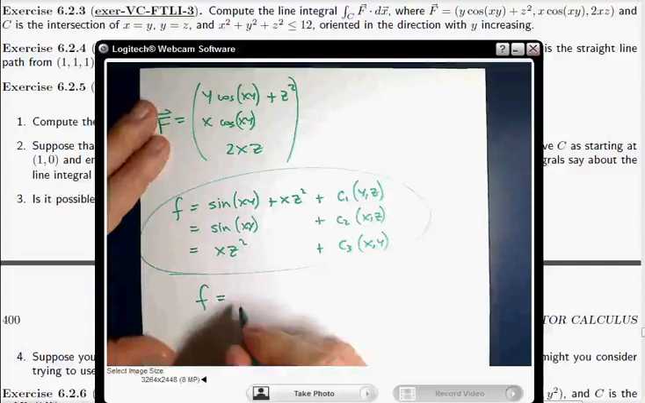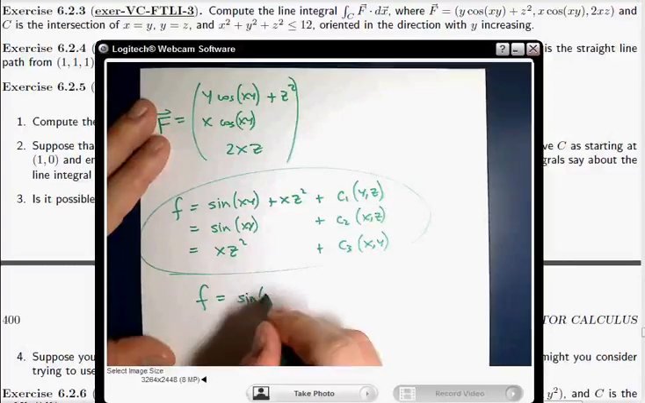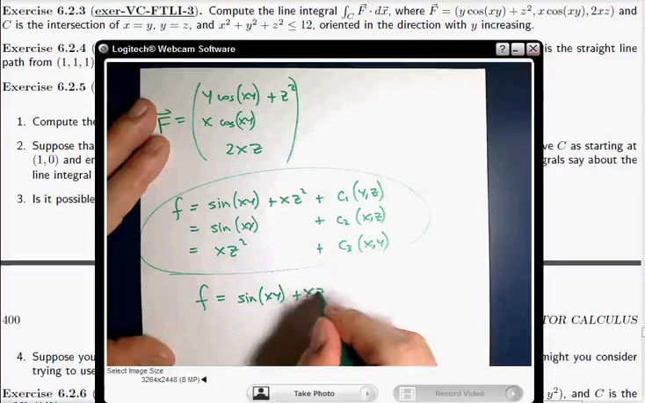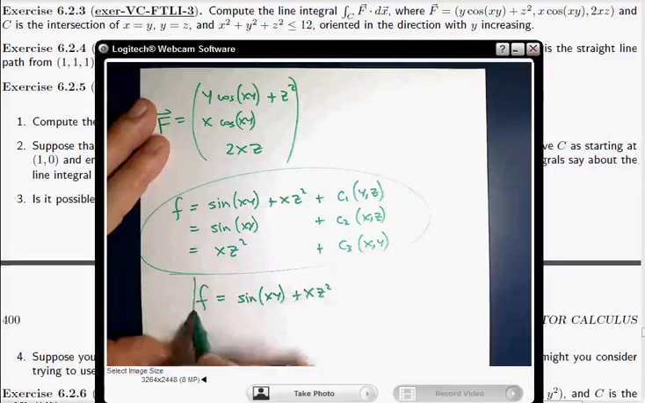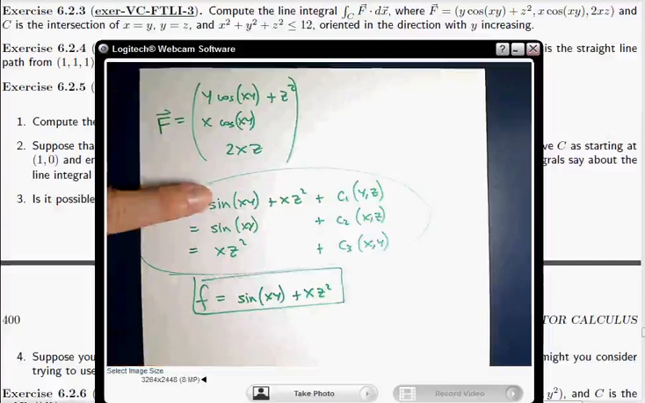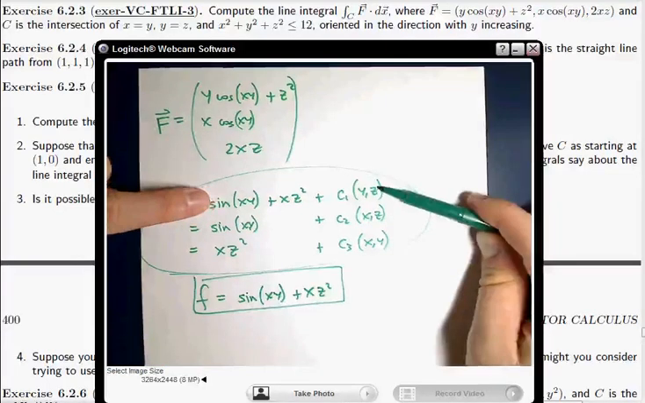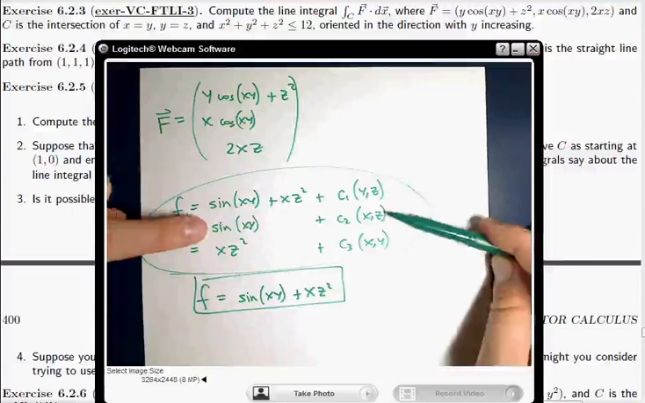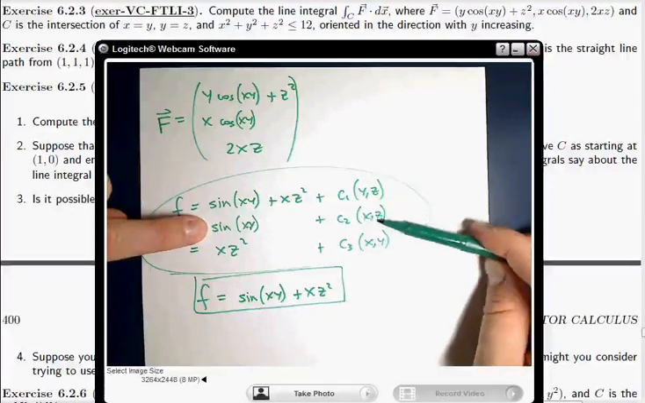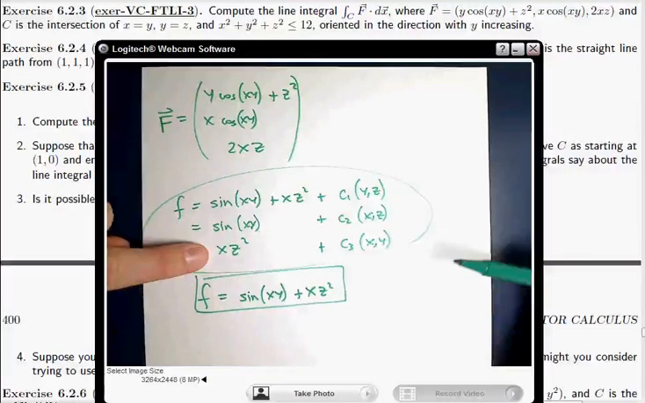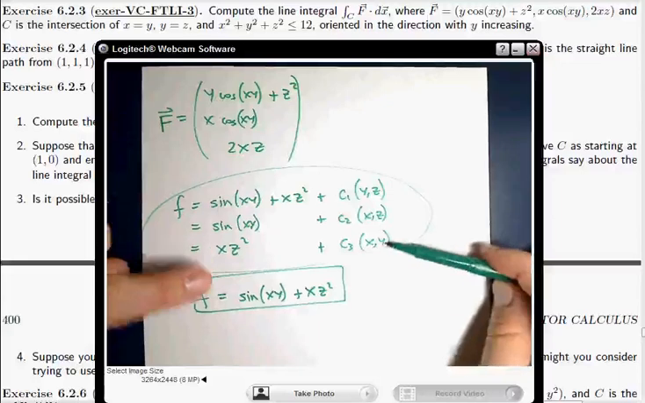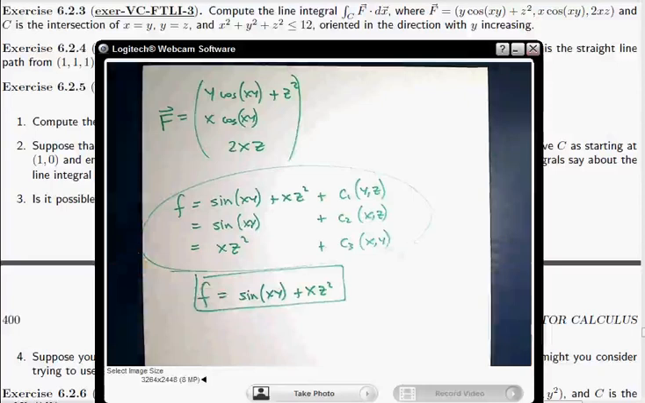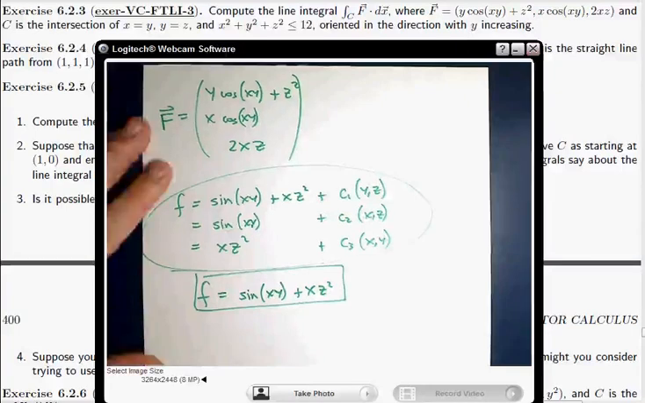And, well, I claim that sine xy plus xz squared satisfies all three of those equations. In this equation, that function is just 0. In this equation, that function ends up being xz squared, and that's fine. It's allowed to be xz squared. And in here, this function ends up being sine xy, and that's also perfectly fine. Everybody happy? So we've got a curve.